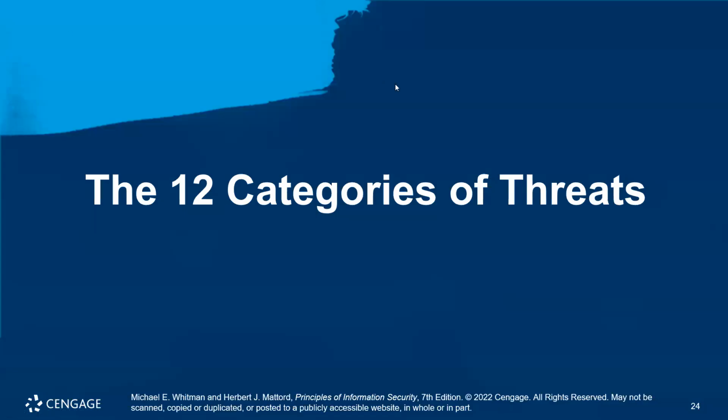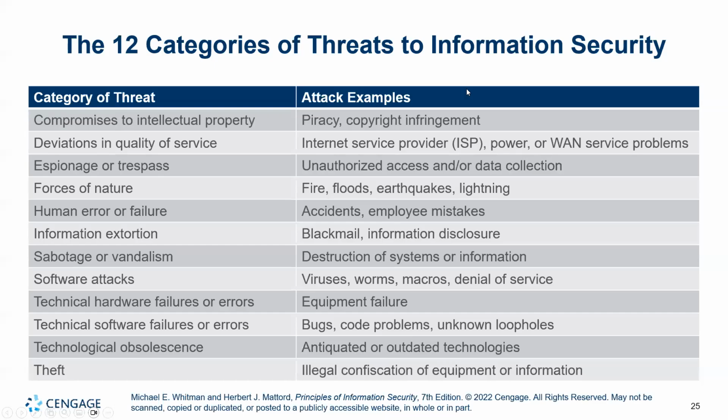So we're going to move pretty quickly here, but basically your textbook author chooses to organize the different kinds of threats that can afflict specific exposures to data and systems. So we're just going to highlight some quick things about each one, but essentially compromises to intellectual property. This is at the top of the list.